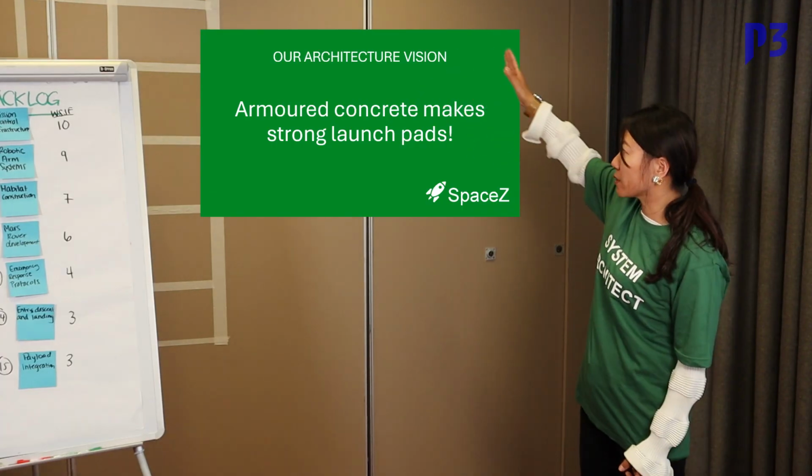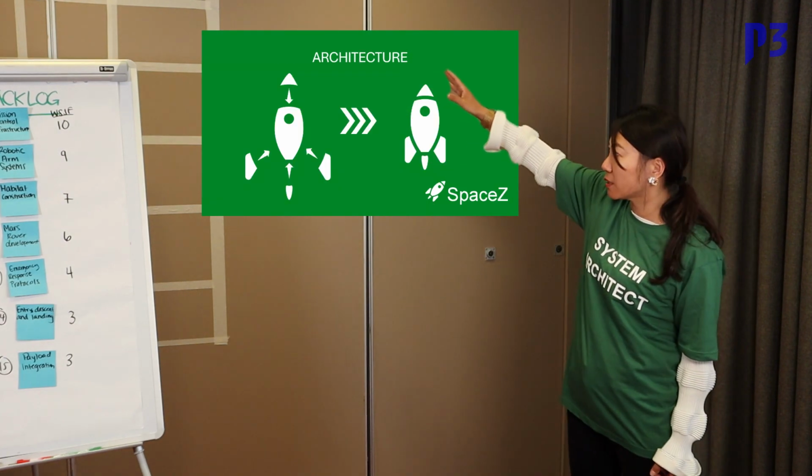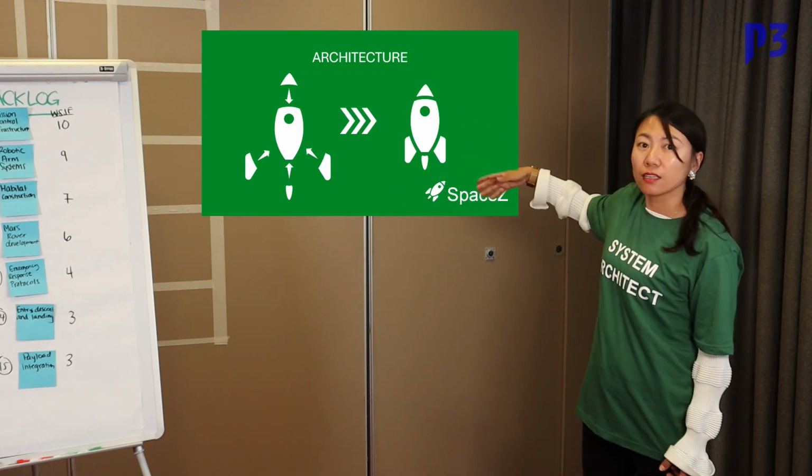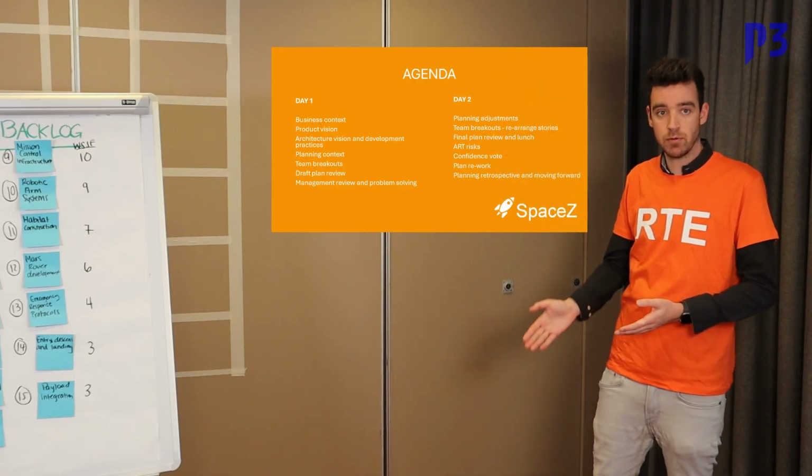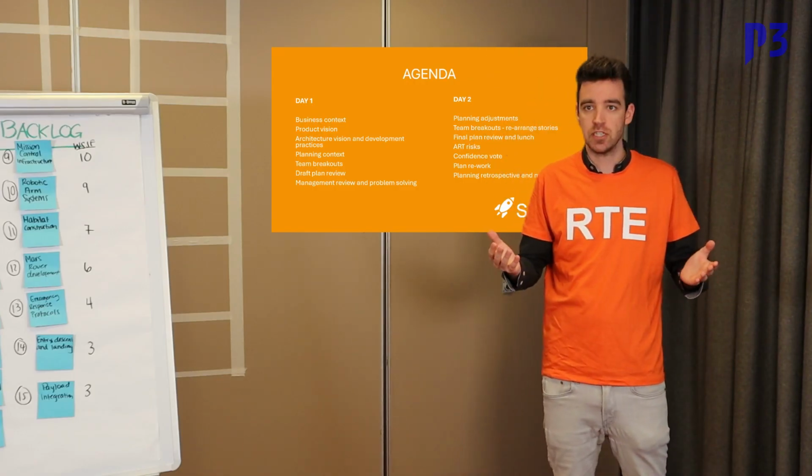The system architect lays out the architectural vision and suggests relevant development practices that go along with it. Then, the release train engineer explains to everyone how the PI planning will work and what to expect. Are there any questions about the agenda? Next, it's time for the team breakouts.